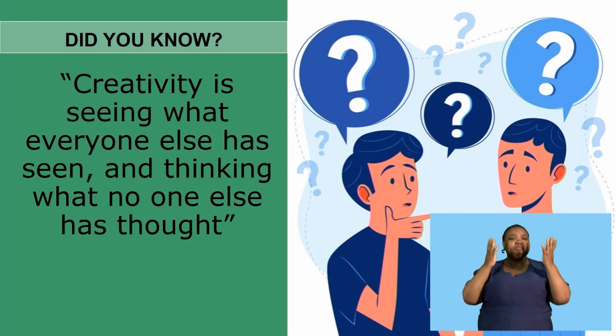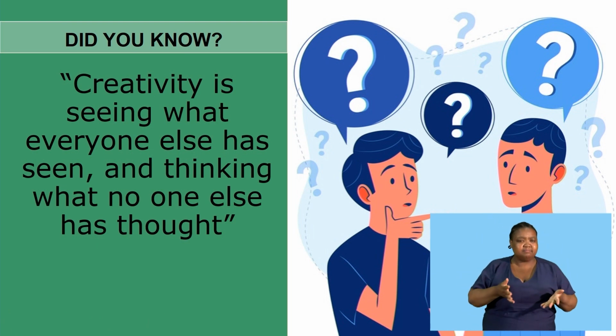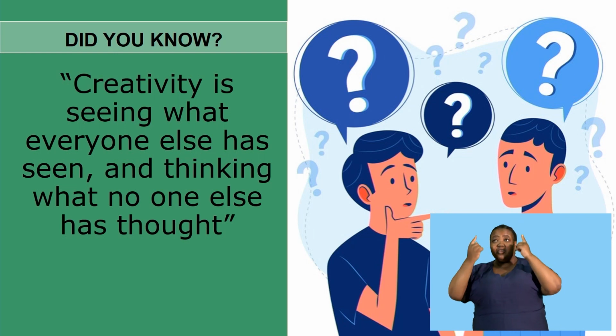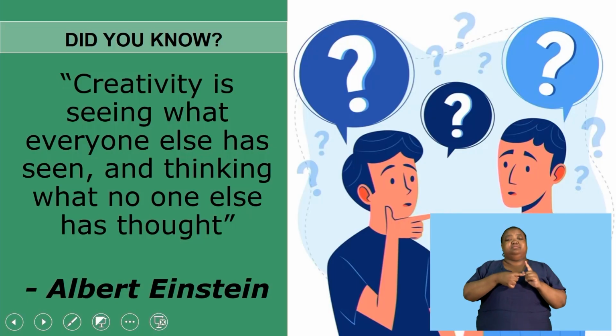Our topic is on problem solving and creative thinking. Did you know that creativity is seeing what everyone else has seen and thinking what no one else has thought? So, meaning you are special, you're thinking things that have never been thought of before. Who is this? This is your Albert Einstein.